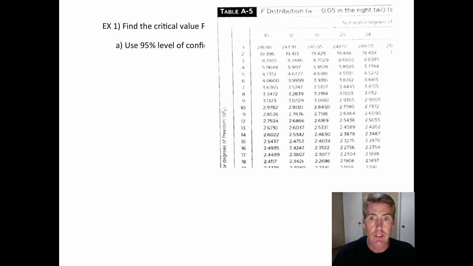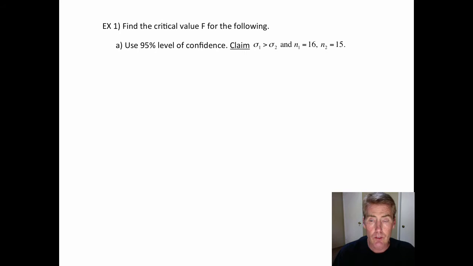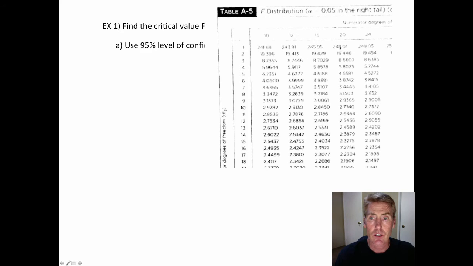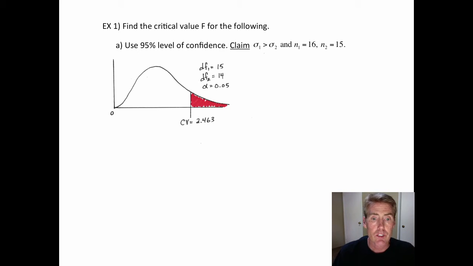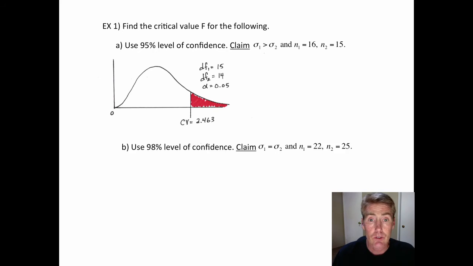Now let's look at it in this case. So we're looking for degrees of freedom 1 is a 15 and then a 14. If you look at the second page, here's the 15 and here's the 14. So that's at 2.4630. That's the right tail. Now, let's go on to another one.